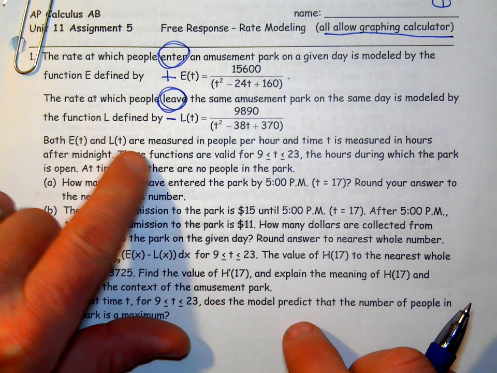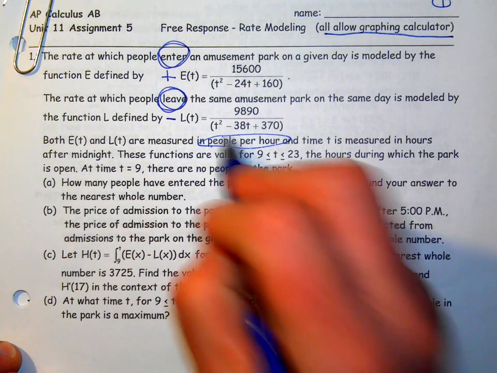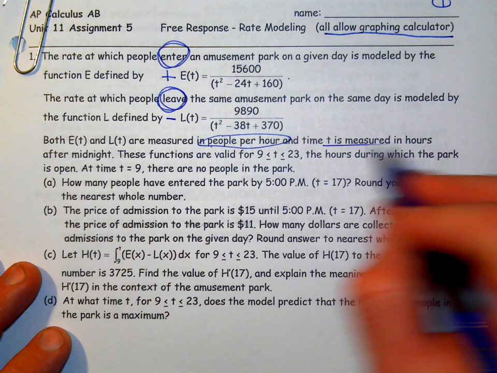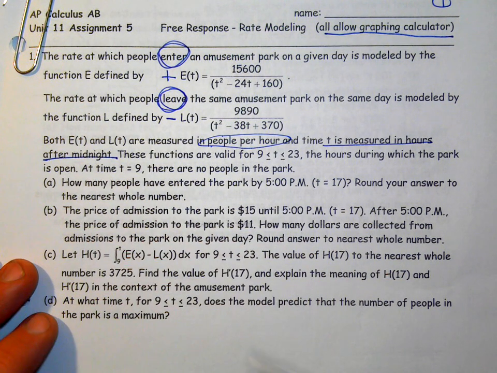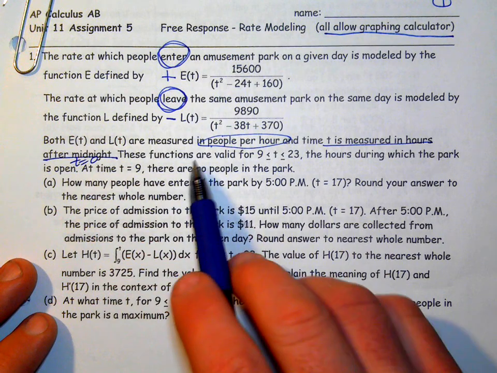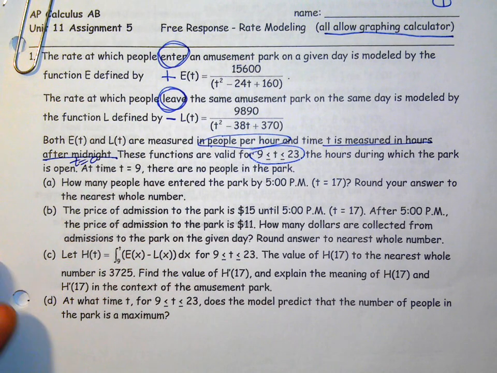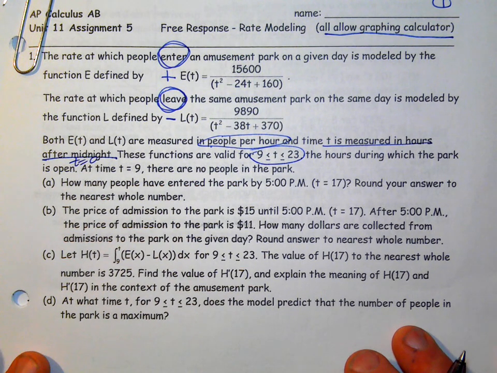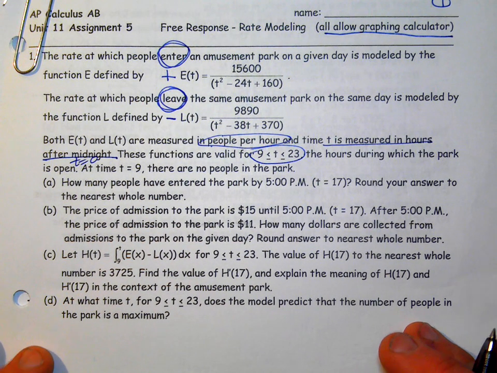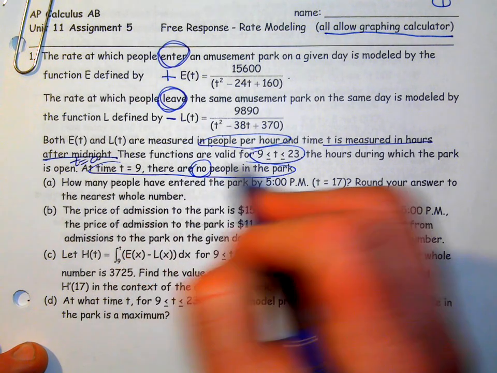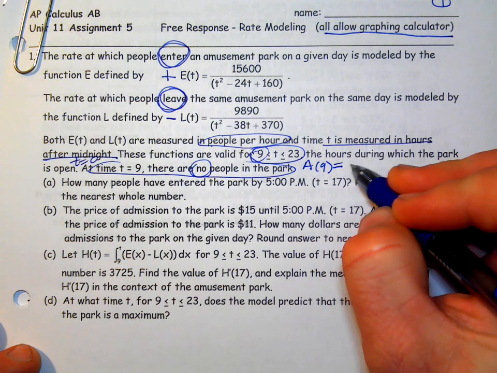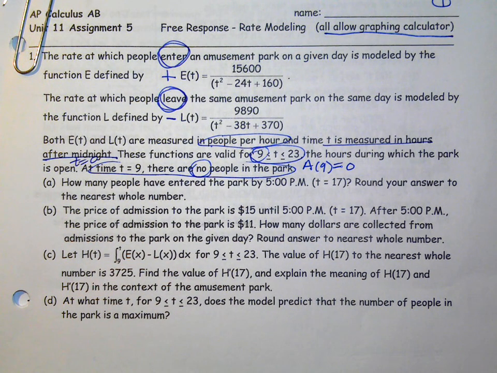So both E(t) and L(t) are measured in people per hour. So those are going to be the units: hours for time, people for the amount. t is measured in hours after midnight, so that t equals 0 at midnight. The functions are valid from 9 to 23, the hours during which the park is open. So these only make sense when the park's open, because otherwise you'd have people entering and leaving when the park is closed. At t equals 9, there are no people in the park, which is when it opens, which kind of makes sense. So that's your initial condition: A(9) equals 0. Generally, you're given an initial condition on these rate models, and you're going to need that for sure.